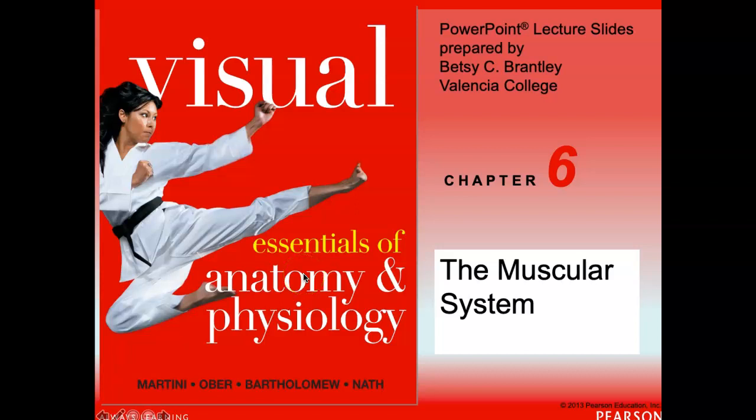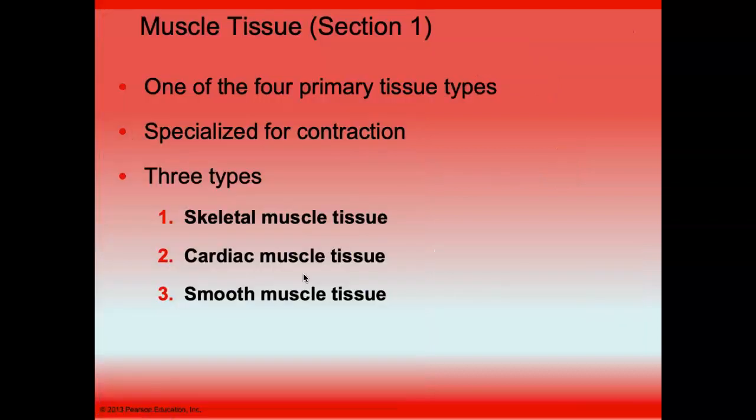Welcome to the muscular system. There are 4 types of tissue, as you learned in the tissue chapter, and muscle tissue is specialized for contraction. There are 3 types: skeletal, cardiac, and smooth.